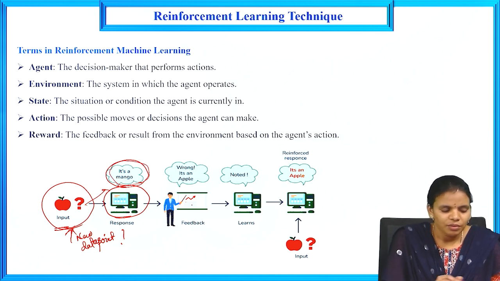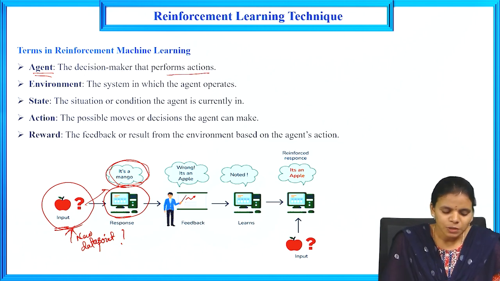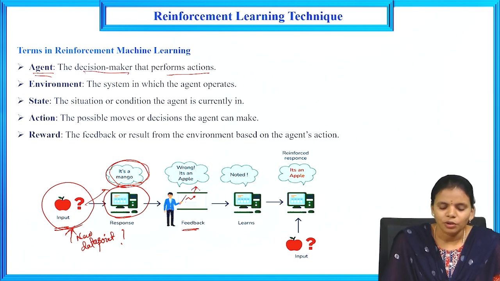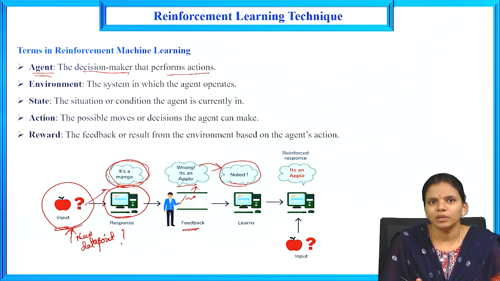So next, what is the agent doing? The agent is a decision maker that performs the action. Yes, the model is predicting the output as mango, but the agent is taking the decision. So he is giving the feedback that no, it's a wrong output. It is not a mango and it is an apple. So this feedback is noted by the computer system or the machine learning model. So again, it is learning from the data which we have given for the training purpose.